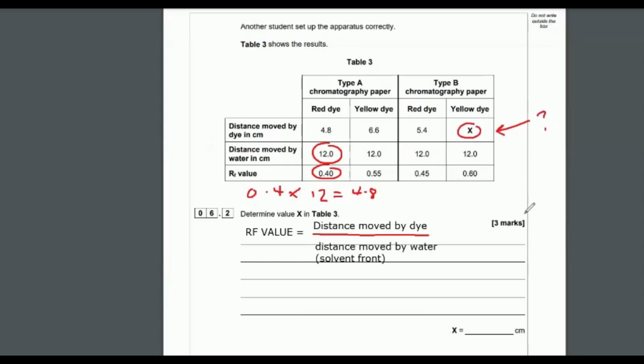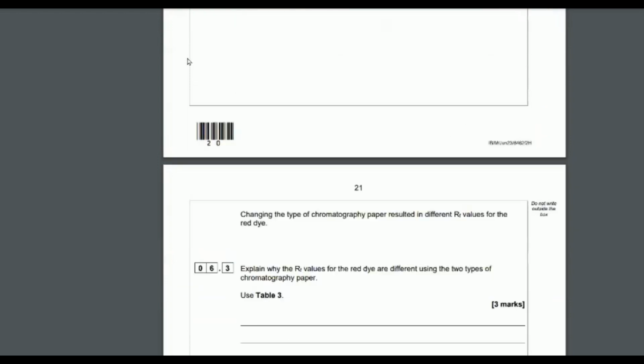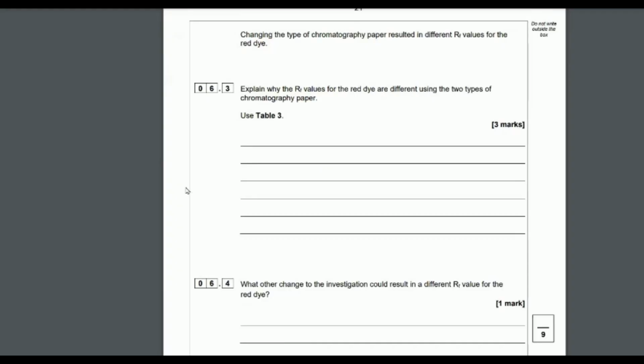So let's do the same thing here for the missing yellow dye. We know the RF value is 0.6, so we want to times the RF value by the distance moved by the water, 12, and we're going to get 7.2, and that's going to get you 3 marks. Beautiful. All right, let's move on to the next question because we smashed out 3 marks there.